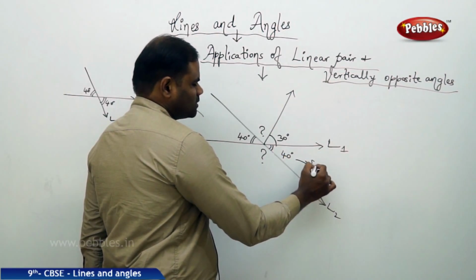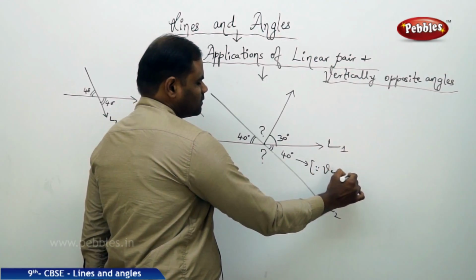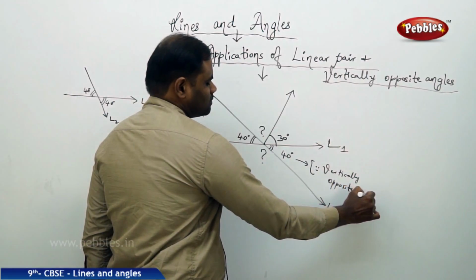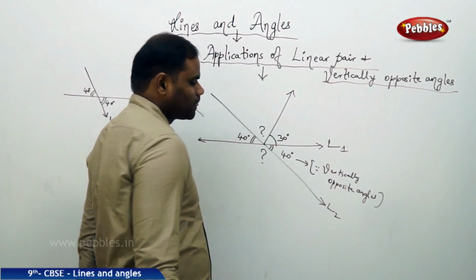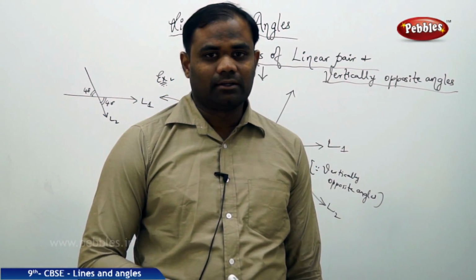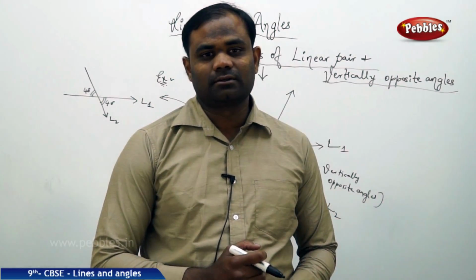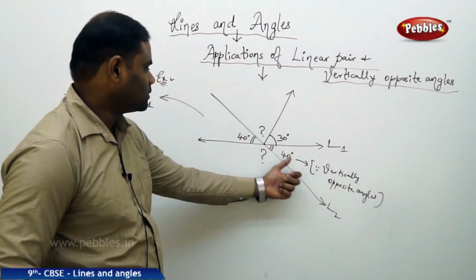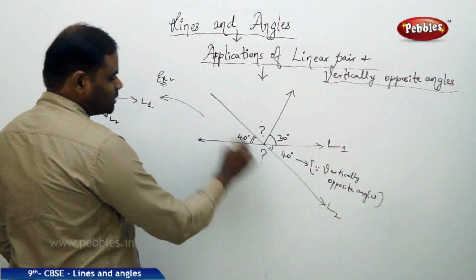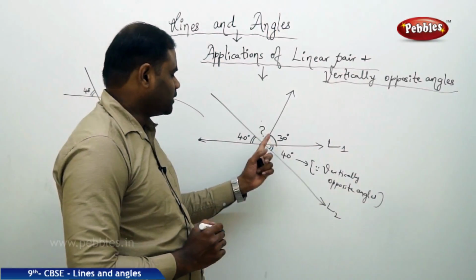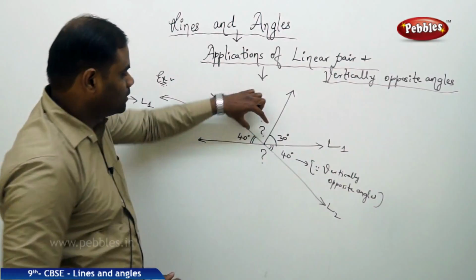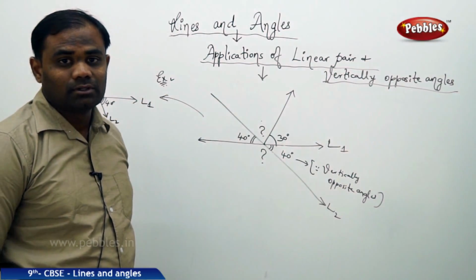Therefore, this angle must be 40°, since they are vertically opposite angles, and vertically opposite angles are always equal in the pair of lines intersecting. So this equals this being 40. Now let's come to this angle. Now we know that L2 is a straight line, and therefore in a straight line this angle plus this angle plus this angle, each of the angles must be equal to 180.